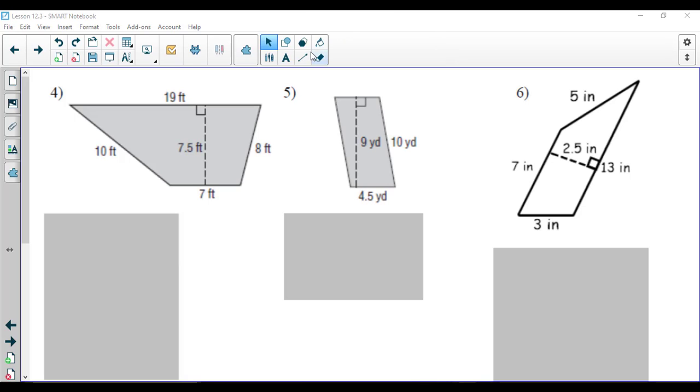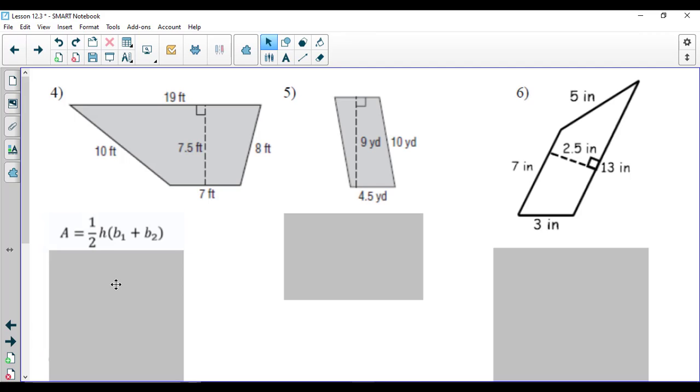It is also a trapezoid, so our formula will be half times the height, and then in parentheses, b sub 1 plus b sub 2. So we want to identify our bases, which are going to be our parallel sides. So that is going to be the 19 feet and the 7 feet. Our height will intersect at a 90-degree angle, which I can see right here. So that's going to be 7.5 feet. It means that I do not need the 10 feet or the 8 feet. Those are the lengths of the non-parallel sides.